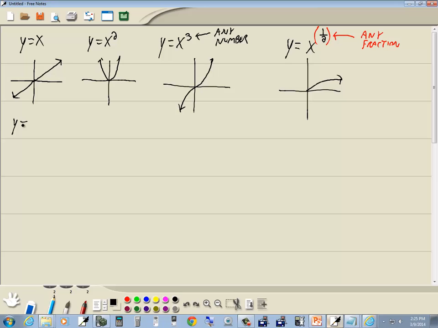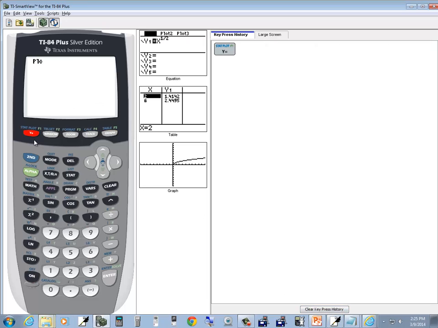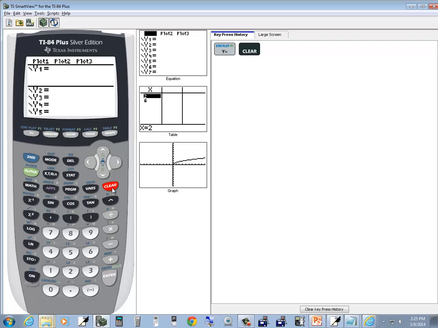Well, let's take a look at y is equal to square root of x. I'll press my y equals, press my clear. To get to the square root, not everything's on a button. Some items are above a button. See above the x squared is the square root. So we'll do second x squared. And you'll see a square root symbol appear on there and a blank underneath. So we'll put x in there.